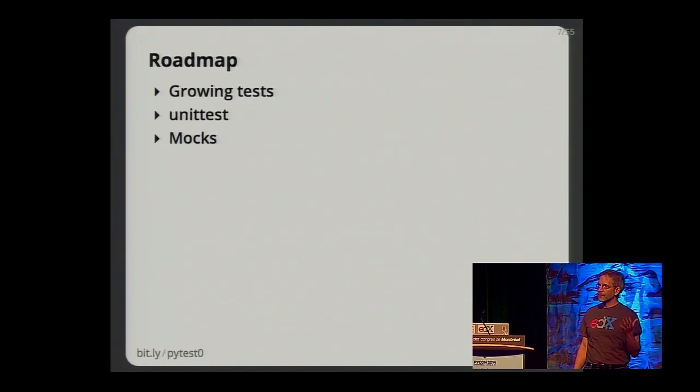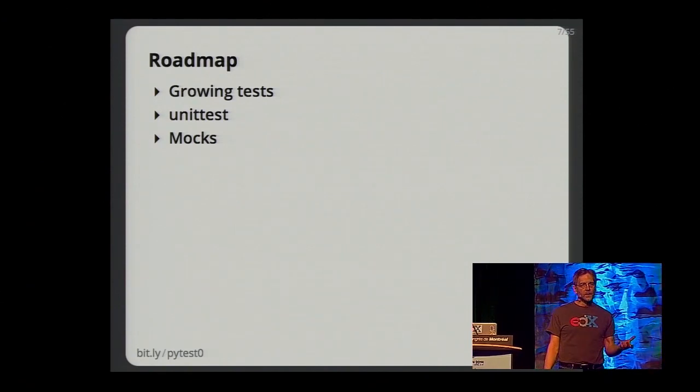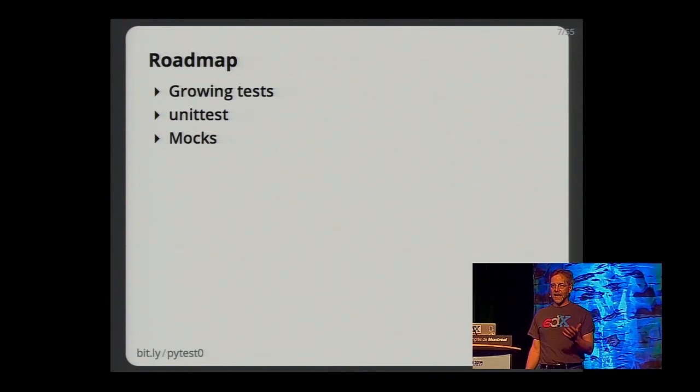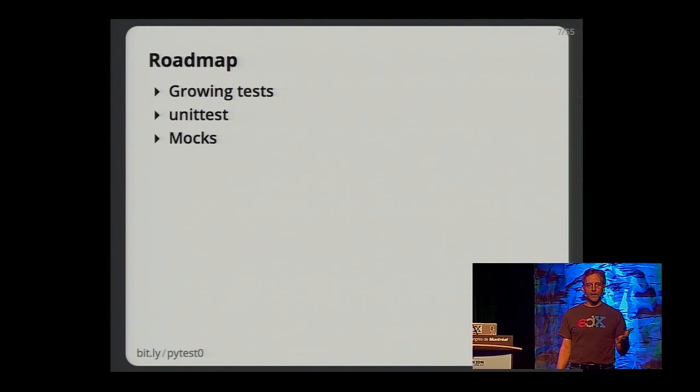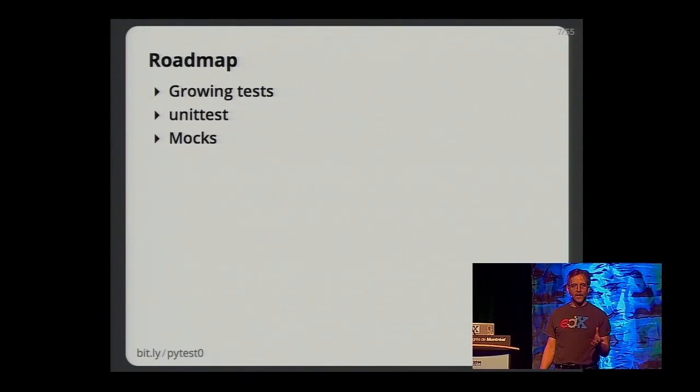So the roadmap: there are three main parts that we're going to talk about today. The first part, we're going to grow some tests organically. We'll take some real code, and we'll just start testing it sort of ad hoc, making it up as we go along and talking about what we like and don't like about the way those tests are coming out. And then the main piece of the talk is talking about the unit test library in the standard library.